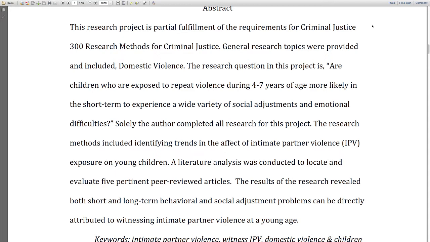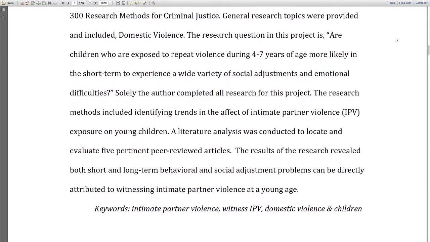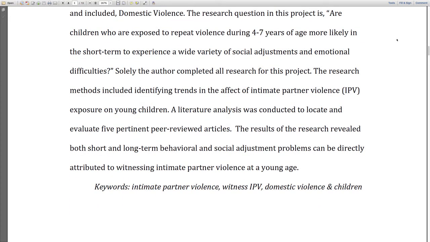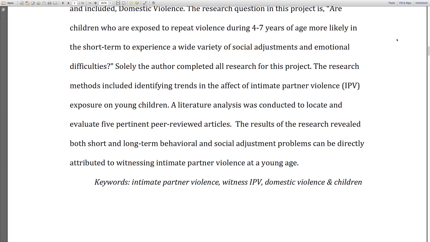Solely the author, because it asks who are the participants in this, so solely the, meaning researchers. Solely the author completed all research for this project. The research methods included identifying the trends of intimate partner trends in the effect of intimate partner violence on exposed young children. A literature analysis was conducted to locate and evaluate 5 pertinent peer-reviewed articles. The results of the research revealed both short and long-term behavioral. So you can see it's about the research. It's not about the results of the research.